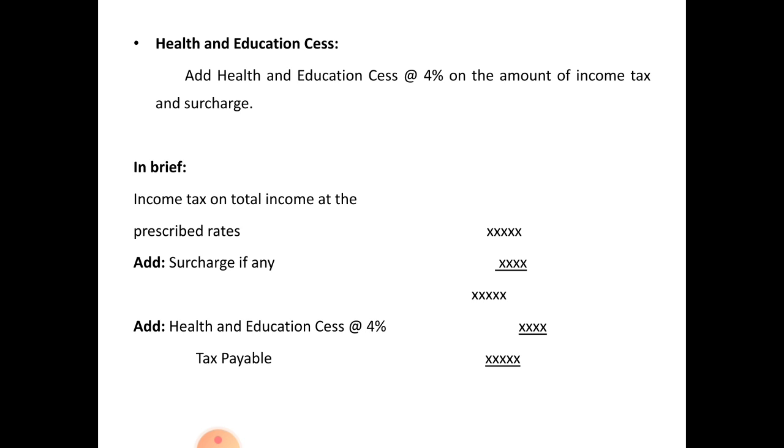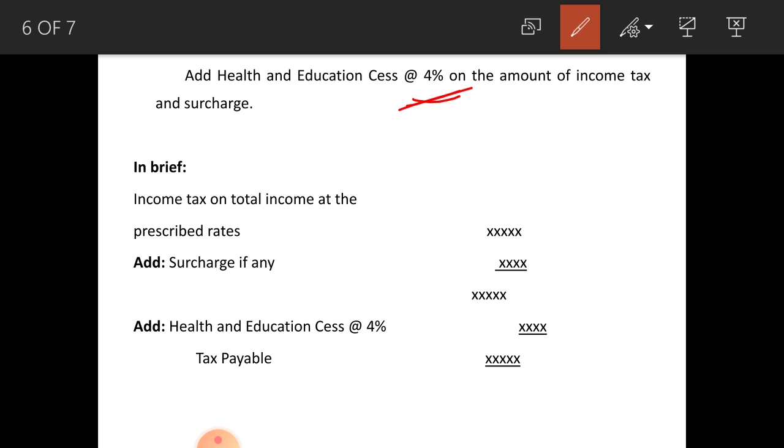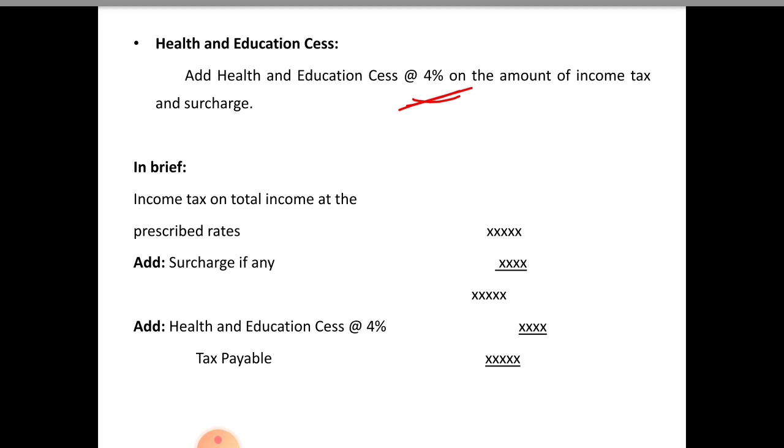Next, health and education cess. After calculating the total income, that is after adding surcharge and deducting rebate, you have to calculate health and education cess on the total income calculated. You have to add this health and education cess to the tax liability of an individual. That is, they have to pay 4% extra as health and education cess. That is the same in this year also, 4%. You have to pay as health and education cess.